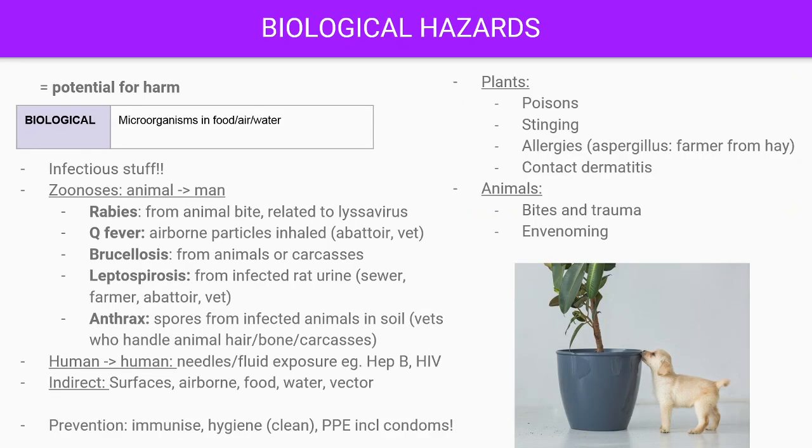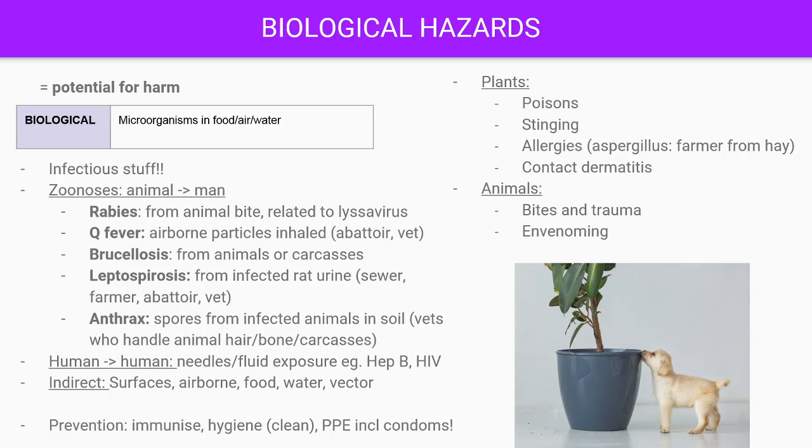Okay, biological hazards. So you've got all these zoonoses, from an animal to a man. So you've got rabies, Q fever, which is the classic abattoir question. Brucellosis, leptospirosis, that's lots of sewers and things.